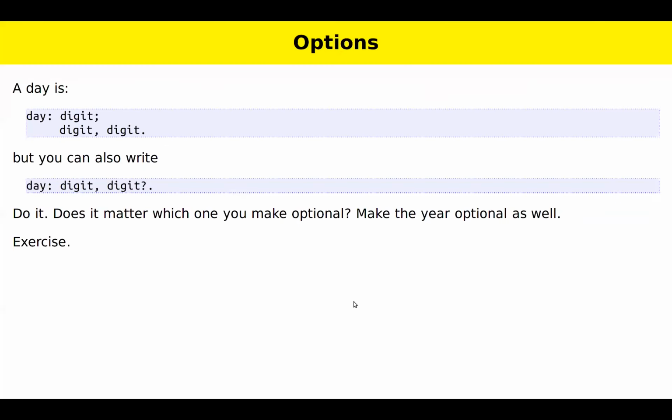Okay, so that's some basic stuff. Now, we defined a day as either a digit or a digit followed by a digit. We can write this a different way, as a digit followed by an optional digit with a question mark after it. So try that out. Try putting the question mark on either of them. Experiment with the year optional as well.